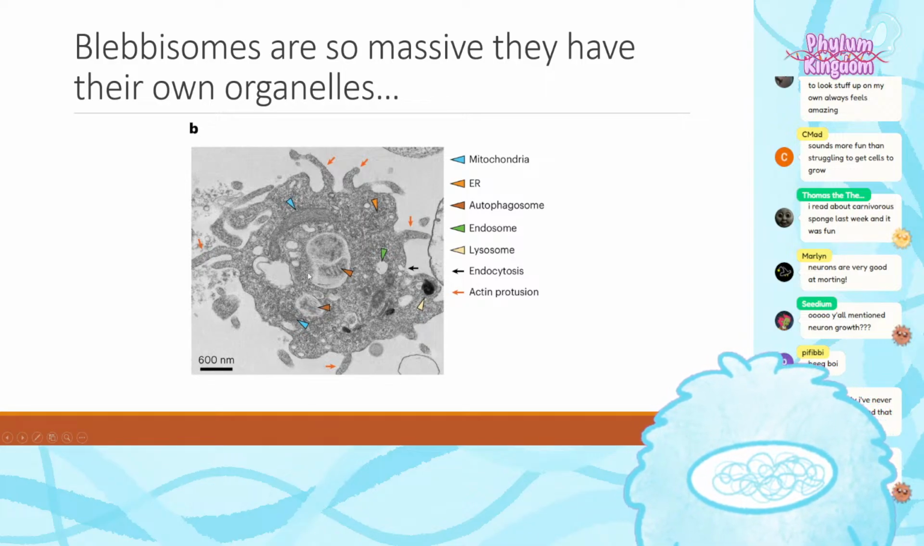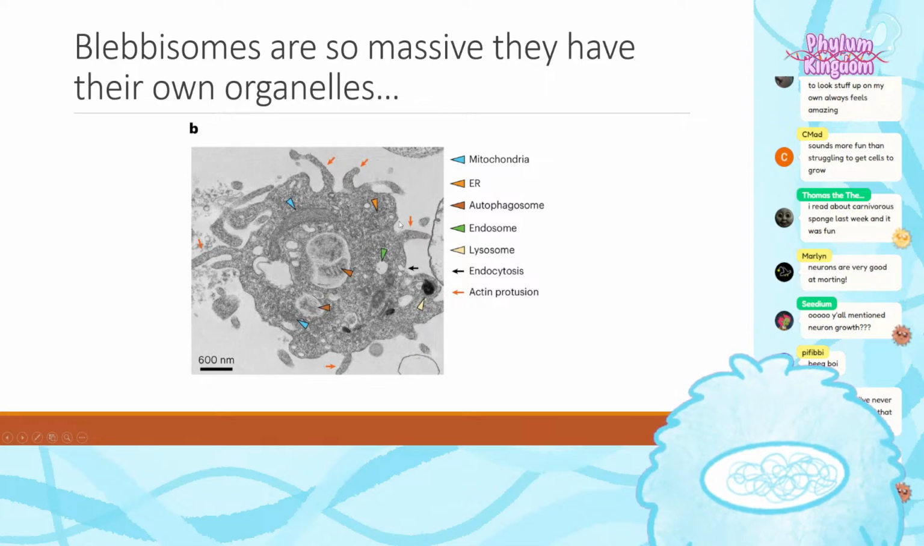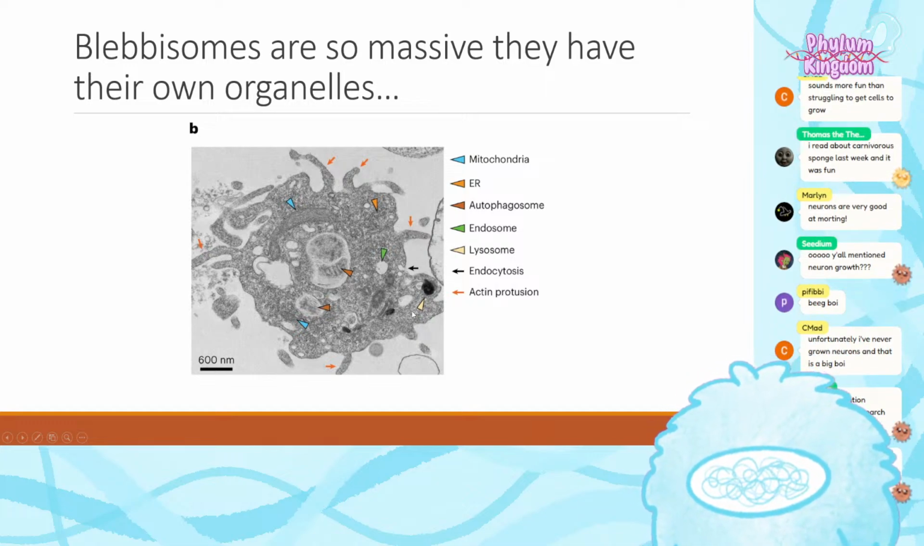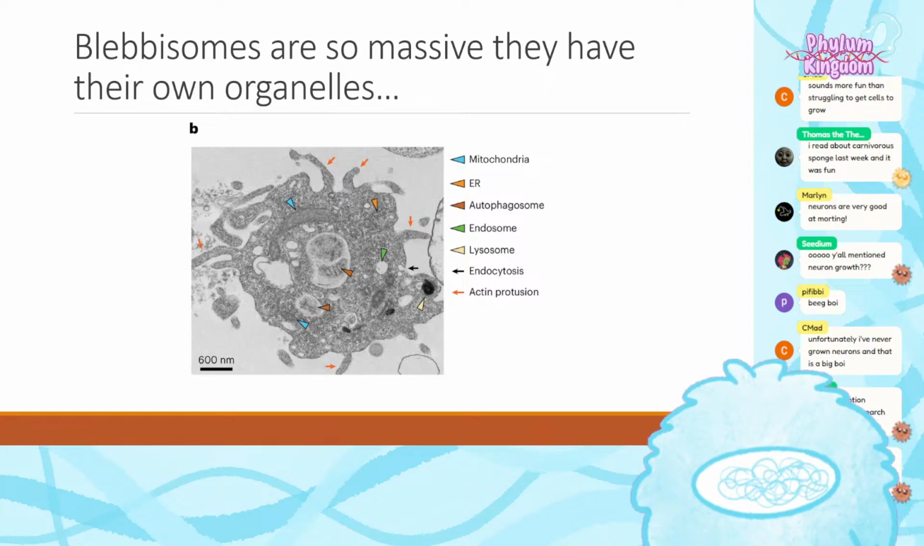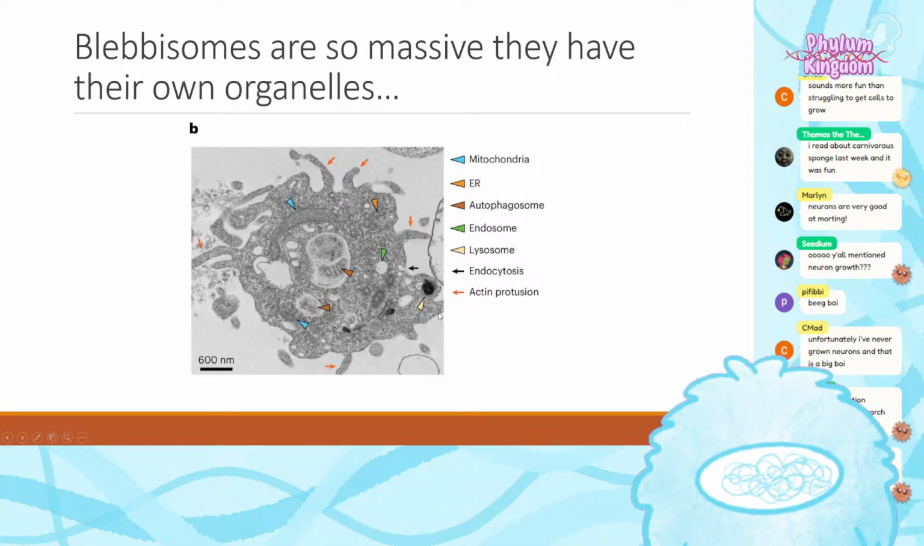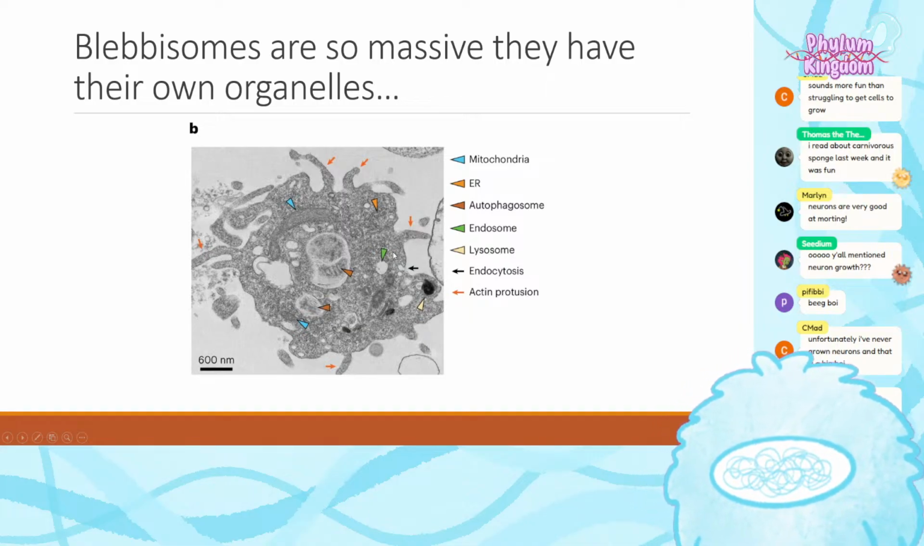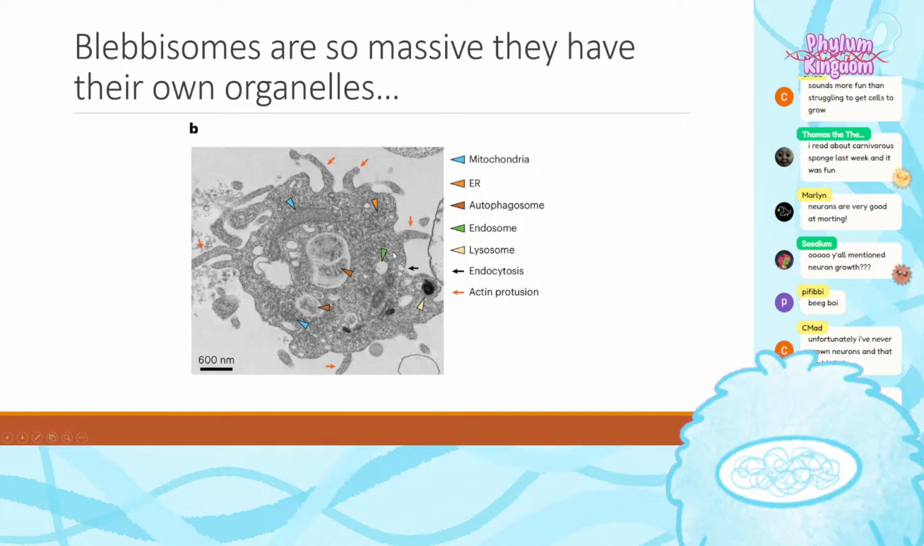Not only do they have mitochondria, as outlined here in blue, they have their own endoplasmic reticulum. They have their own autophagosomes, which is part of the Golgi system. They have their own endosomes, another part of the Golgi system, their own lysosomes, acidic packets of enzymes that chew up proteins and recycle them. And they're made of actin, so this is not that unusual, but the blebosomes themselves come with their own stuff. These are huge, right? It's an entire organelle larger than certain cells.